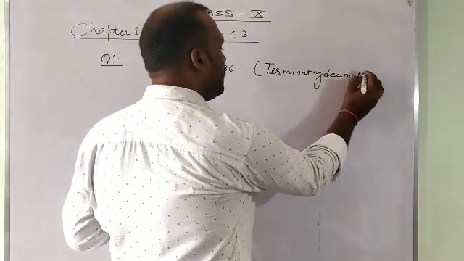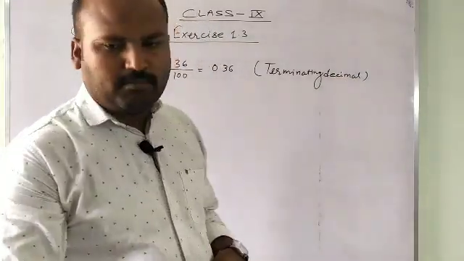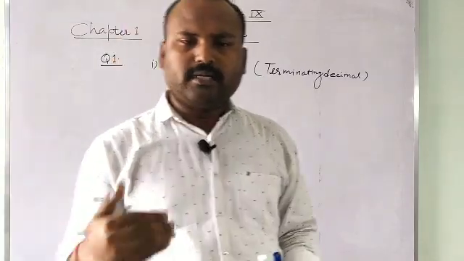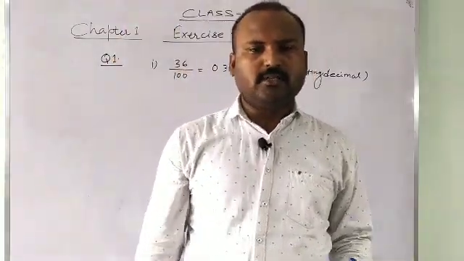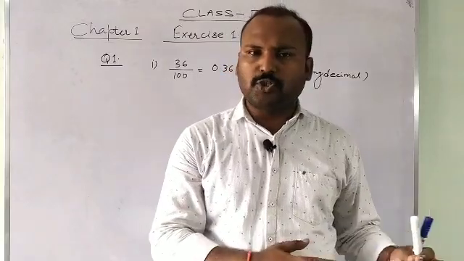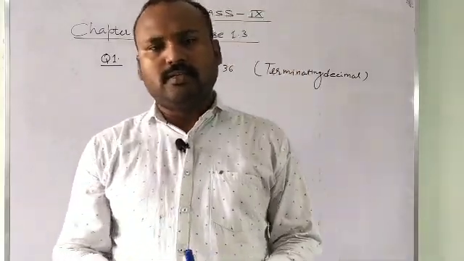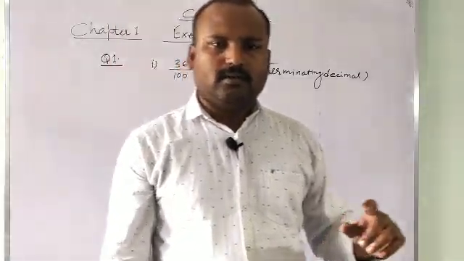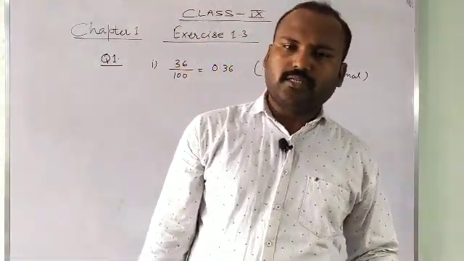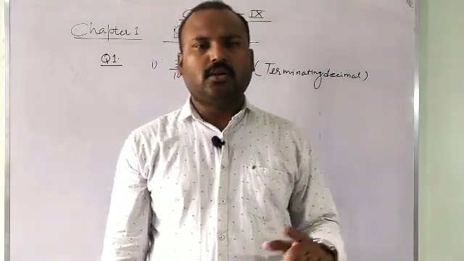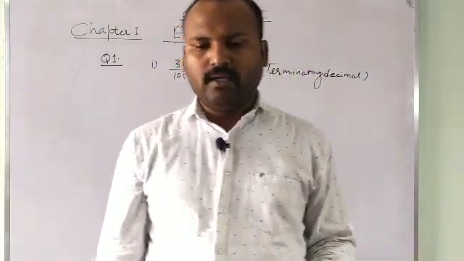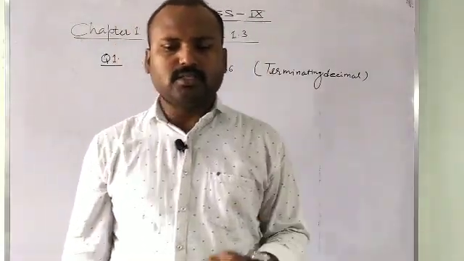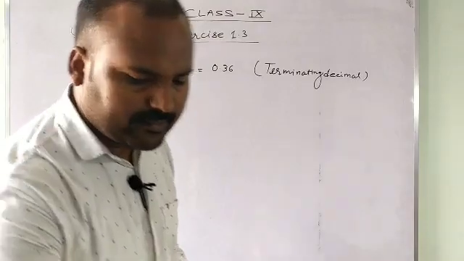By dividing the denominator into the numerator, you will get the decimal expansion of each fraction, and then you can judge which decimal expansions are terminating, which are non-terminating repeating, and which are non-terminating non-repeating. You can solve question number 1. I think there will be no problem. Okay, now see question number 2. It is also very easy.